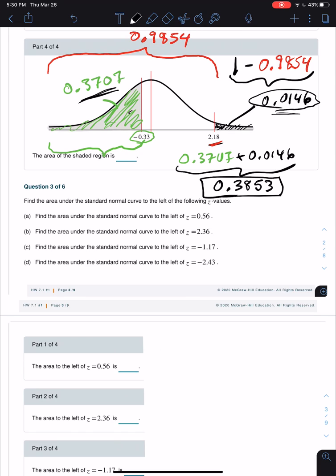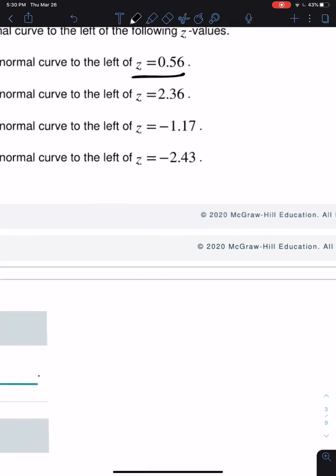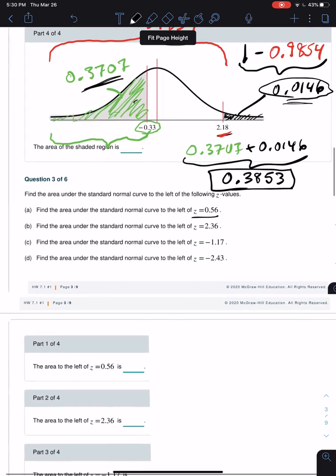Okay, question number 3A. Find the area under the standard normal curve to the left of a z-score of 0.56. Now, a picture is worth 1,000 words in my opinion, and so what I would do on this is draw a picture. Let's see if I can maybe zoom in. Nah, that's probably not going to work out because I'm going to need to go to my z-score table. But anyhow, we've got the standard normal curve, bell-shaped curve.